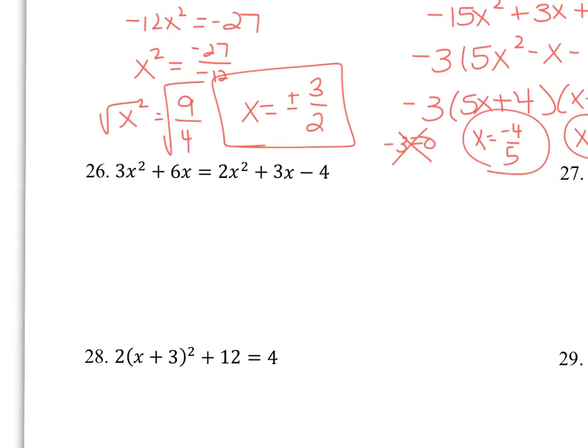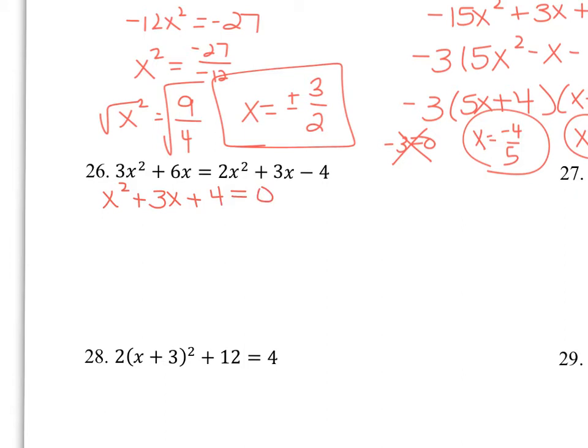So now I'm going to look at number 26. Number 26 is a bit of a mess, so I'm going to move everything to one side to make it equal 0. I'm going to subtract 2x squared and get x squared. I'm going to subtract 3x from 6x and get 3x, and I'm going to add 4 to the other side.